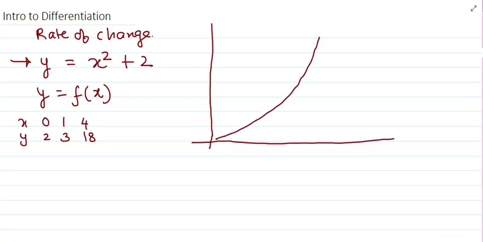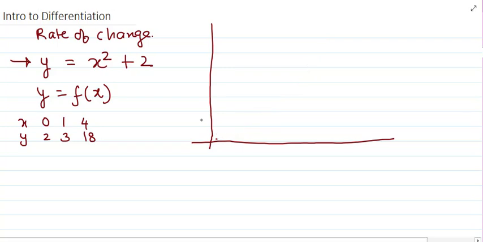Something like this. It may not be exactly like that because for x equal to 0, you will have y equal to 2. So it would begin somewhere from here. So let me show it like this, something like this. And as I said, I'm not interested in checking whether this graph exactly matches or not. Our idea is to understand the concept of rate of change over here. So let us say the graph comes out like this.